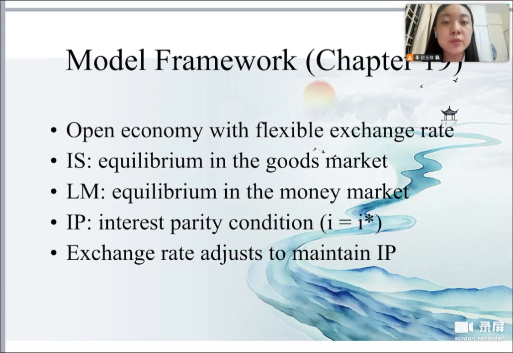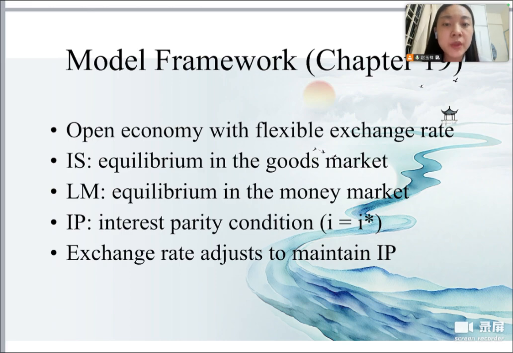First, let me briefly introduce the model. In an open economy, the IS curve represents equilibrium in the goods market, where investment equals saving. The LM curve represents equilibrium in the money market, where money supply equals money demand.